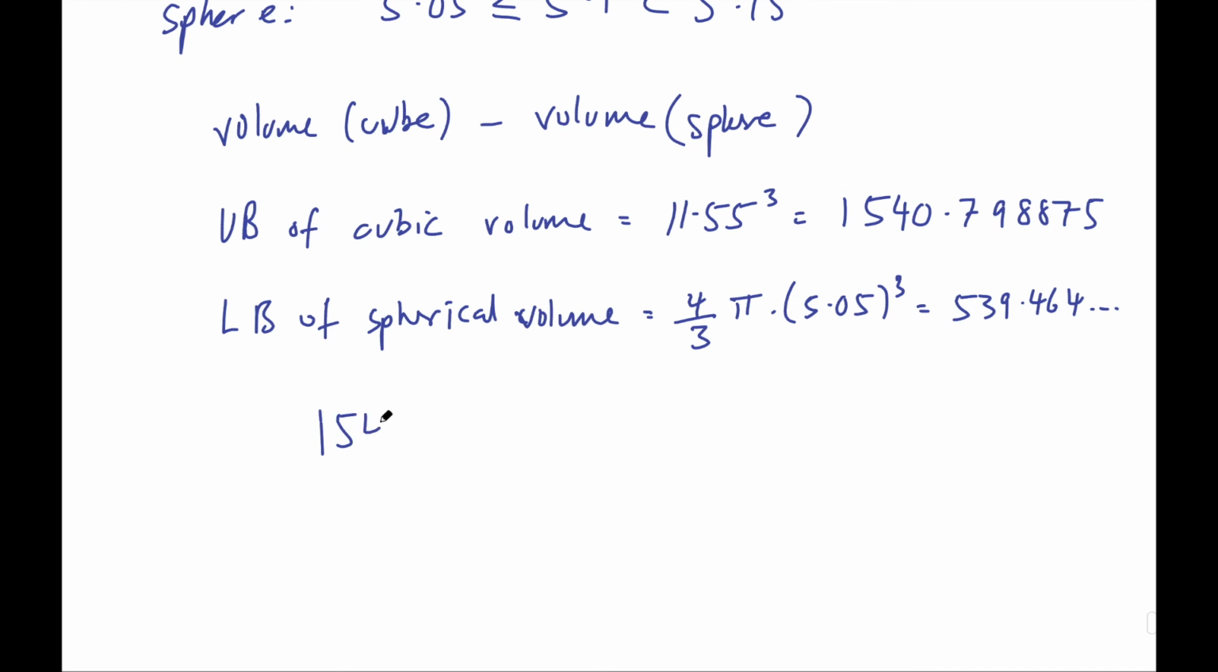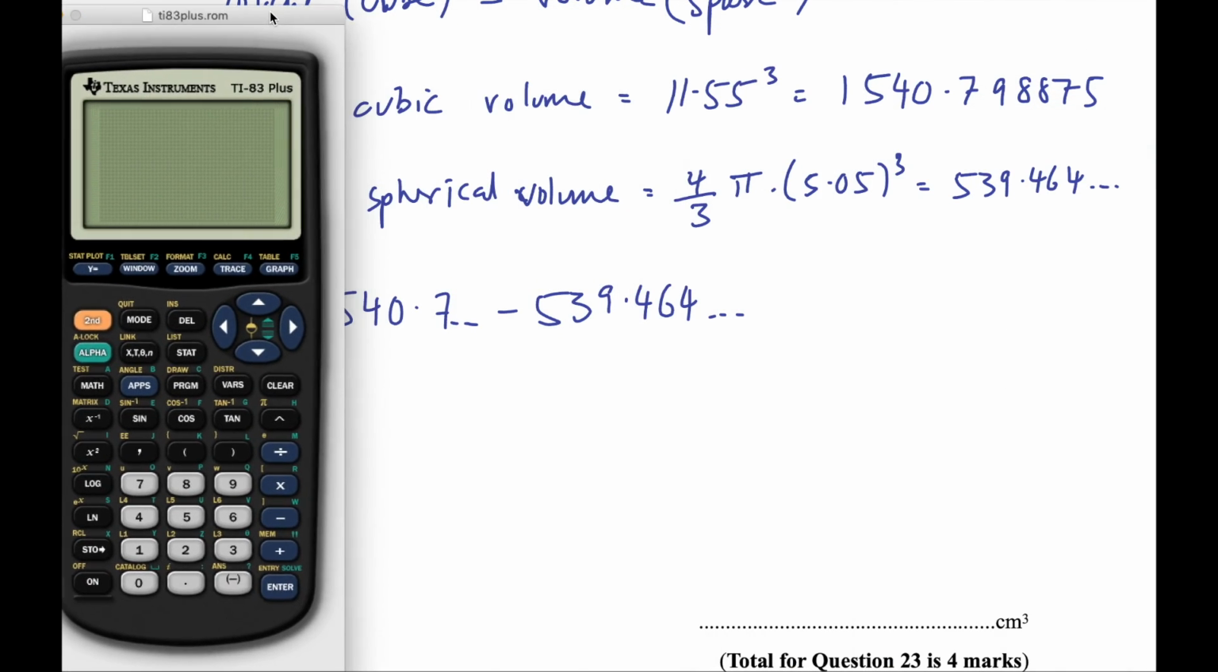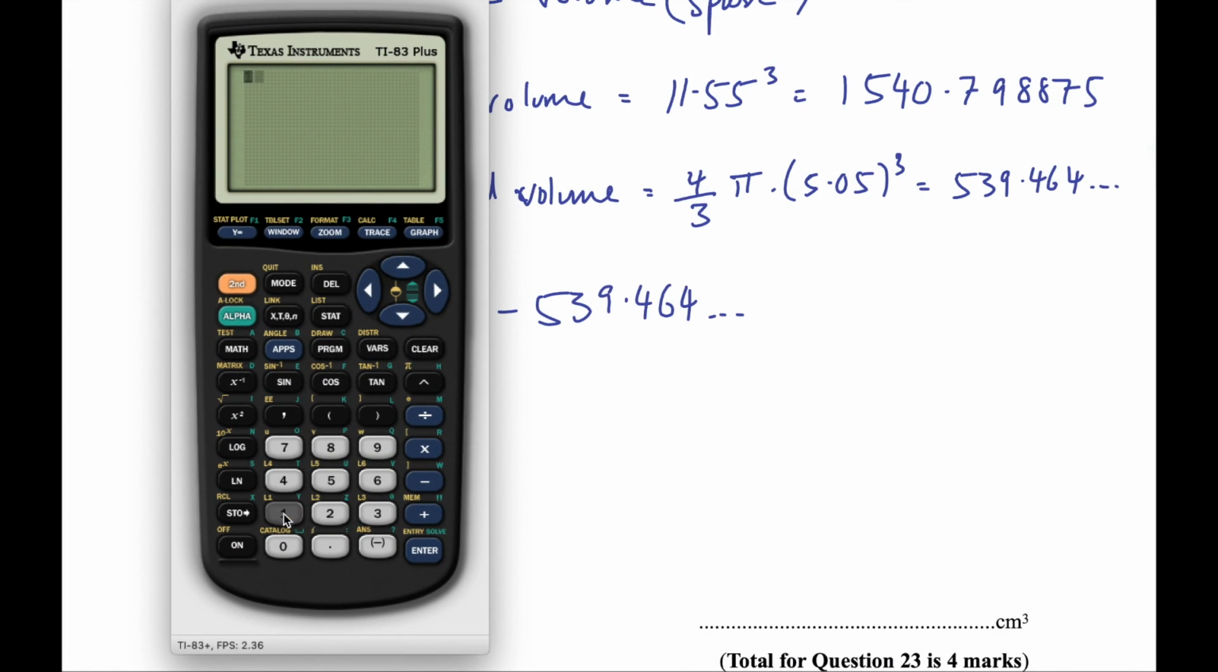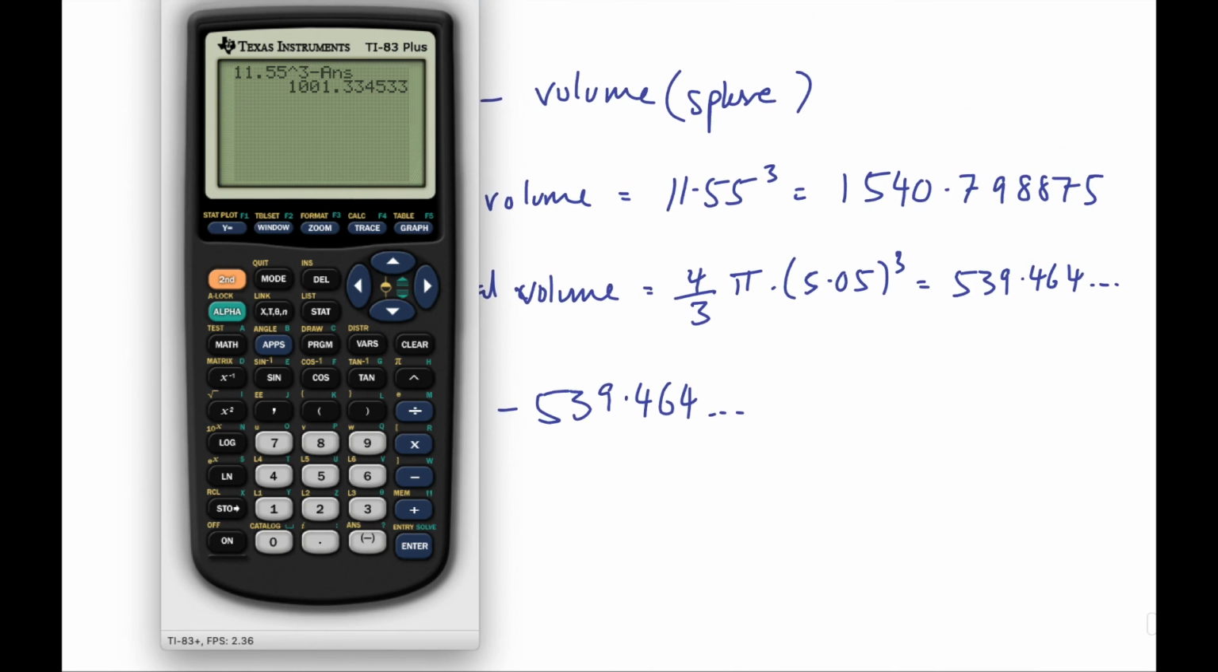Now, using this idea, we subtract those and it should give us our answer. So 1540.7, subtract this. Now we could just do those calculations again, just to make sure it's as accurate as possible. So subtract all of this and we get an answer of 1001.334, etc. And go back to the question.